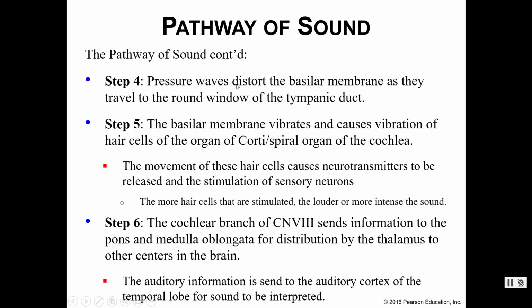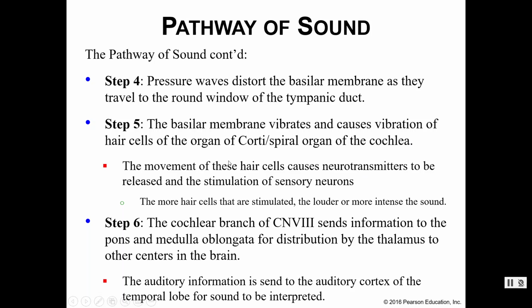So those pressure waves distort your basilar membrane. Okay, the basilar membrane is going to vibrate. Okay, this vibration causes the hair cells at your spiral organ to also move. Remember, now the spiral organ is located within the cochlea, and don't forget that the cochlea is your hearing organ. Okay, so we've finally made it to the cochlea.